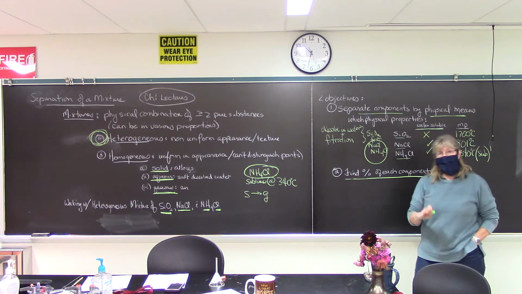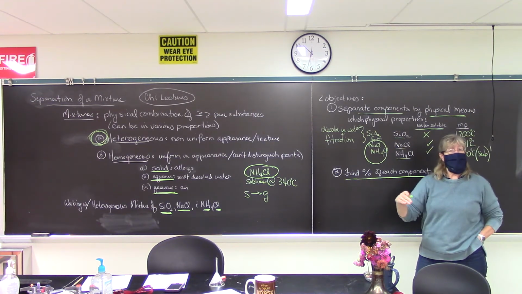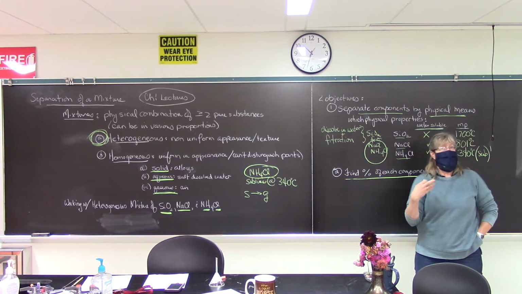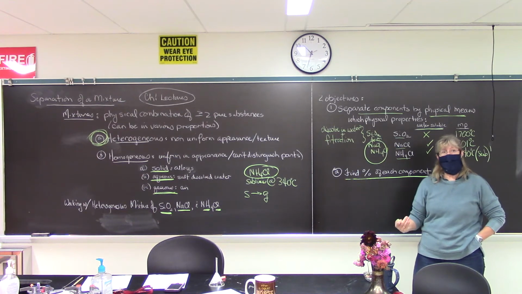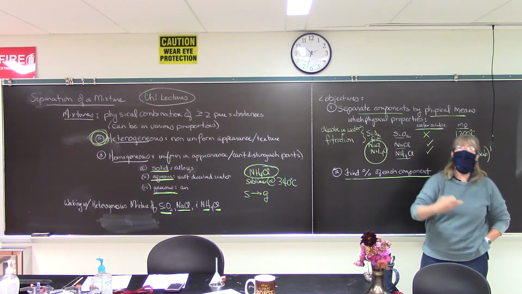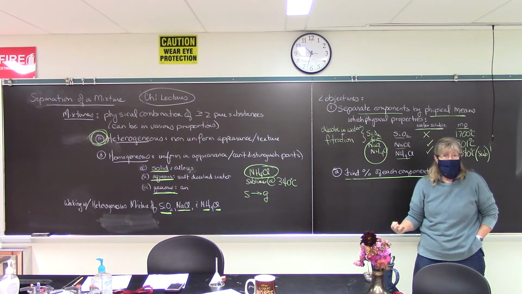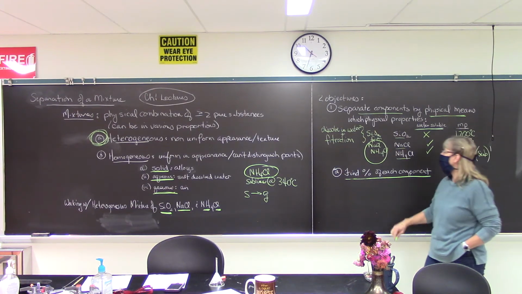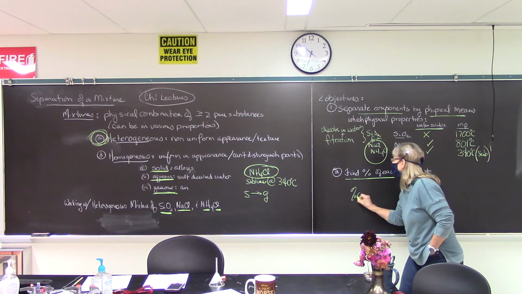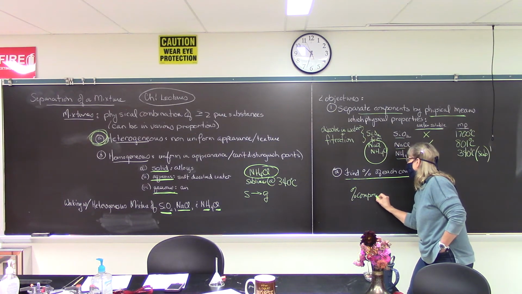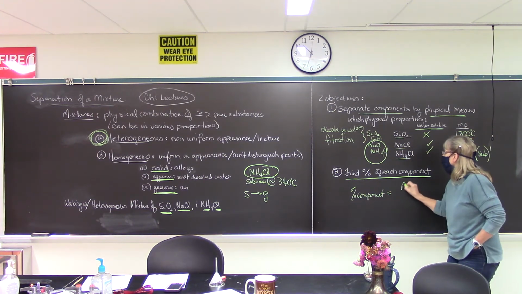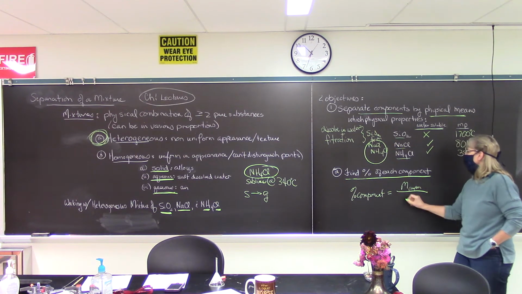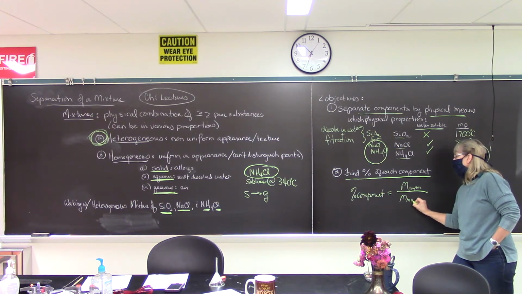Well, if you think back to your percent composition of a compound, and this was also in chapter 2, we found the percent oxygen in carbon dioxide. We found the percent carbon in glucose, etc. Okay? You can find a percent of a component in a mixture the same way. The percent of the component is equal to the mass of that component divided by the mass of the whole mixture.